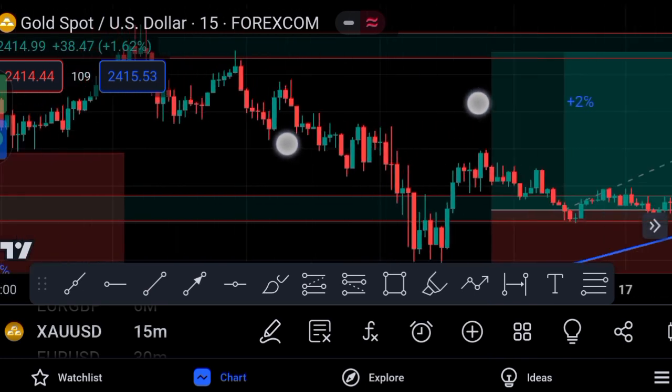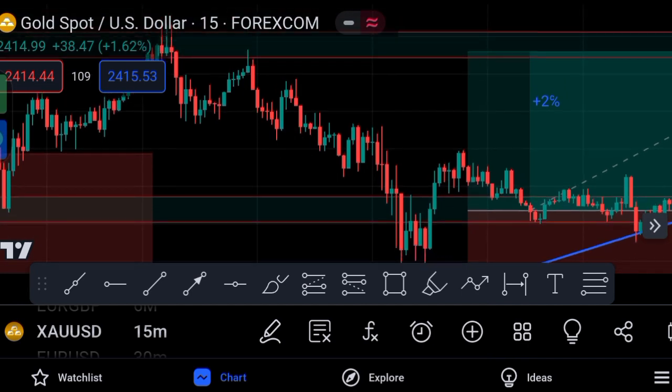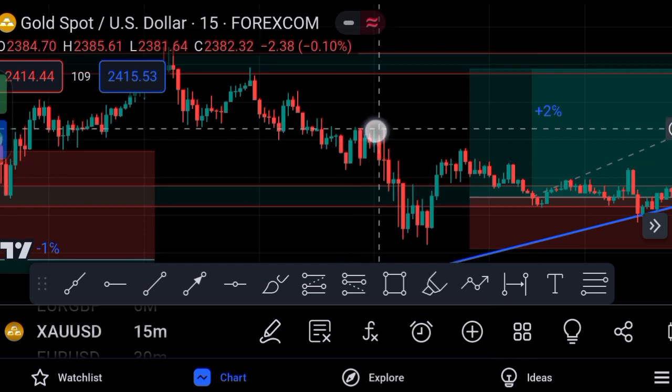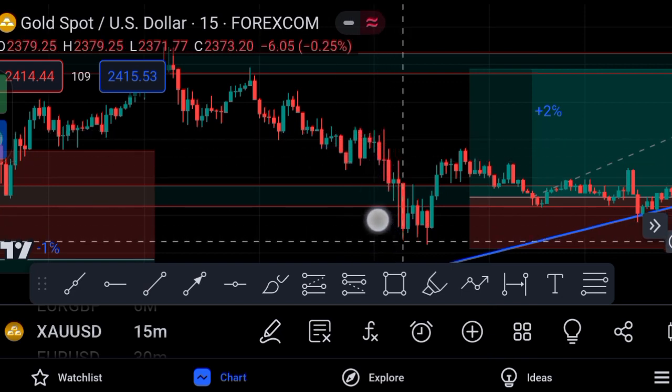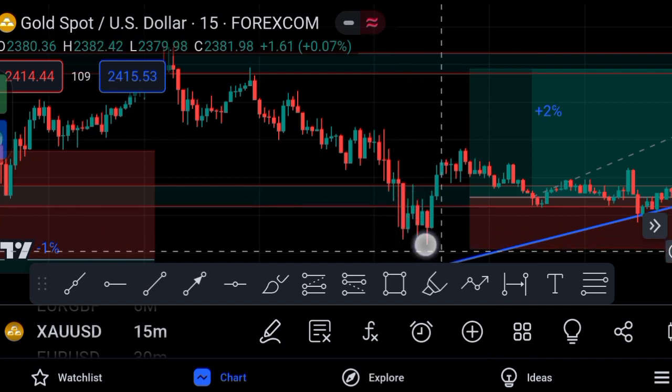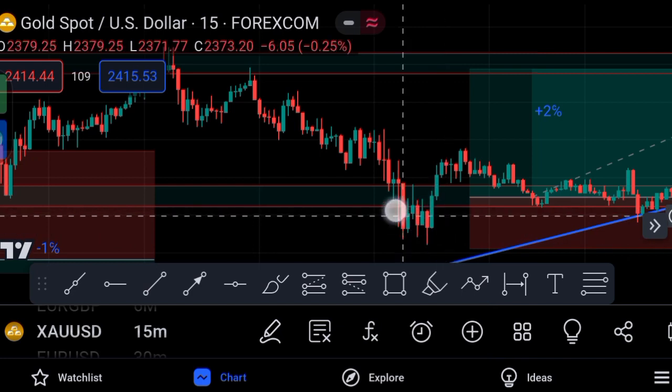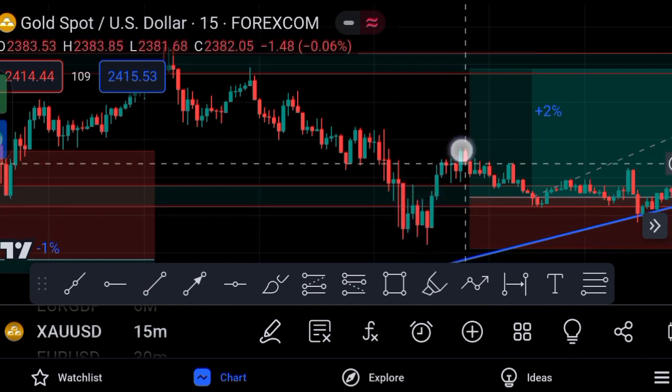So if I just zoom in a little bit, you will see that after it formed this lower low here, it formed a lower high, then it formed a lower low here and a lower high, then it formed a double bottom structure and broke this high. It broke this high to the upside.